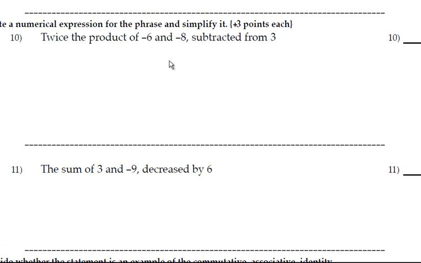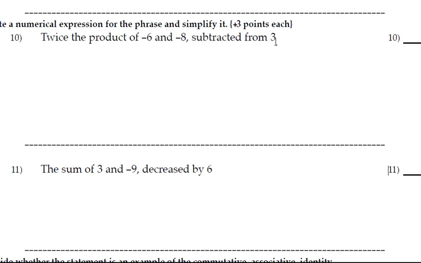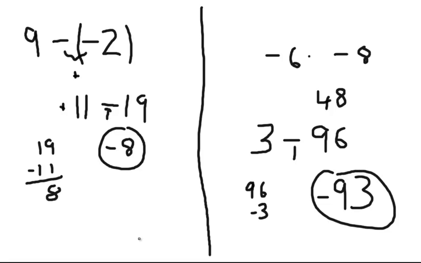What's the next thing? Subtracted from 3. Okay, we're going to subtract it from a 3. So the 3 goes here. Again, just because the 3 is at the end in the sentence doesn't mean it goes at the end. I'm subtracting this 96 from a 3. Again, I'm going to do this. What's 96 take away 3? Do it that way instead. Well, isn't that 93? But the sign in front of the bigger number is negative. So the answer's -93. And there you go.